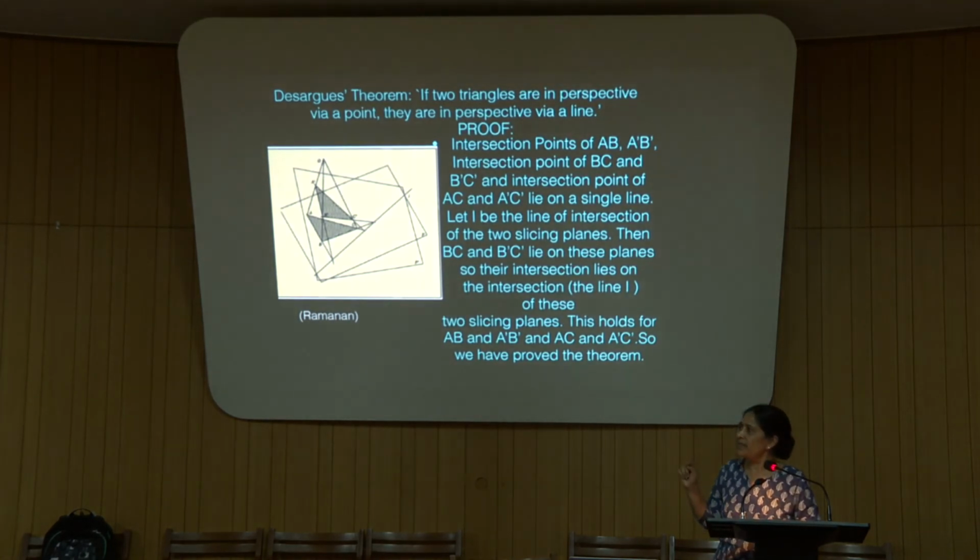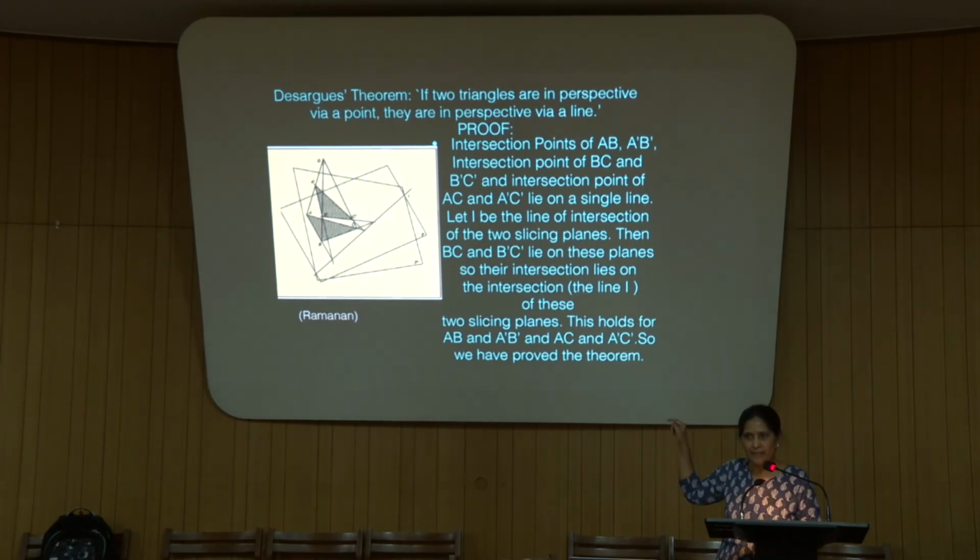So the same thing will happen for BC and B prime, C prime. If you extend it, they meet at a point. That point lies on the line at which the 2 planes intersect. Same is true for AC and A prime, C prime. When you extend them, they'll meet at a point. That point will lie on the line of intersection between the 2 planes. So that's it. We have proved the theorem, right?